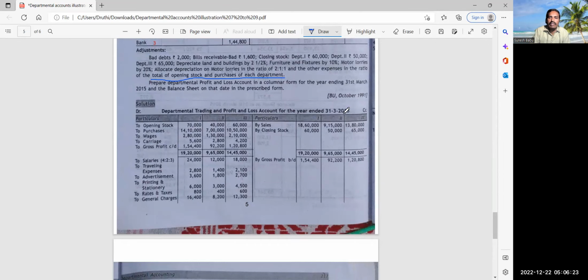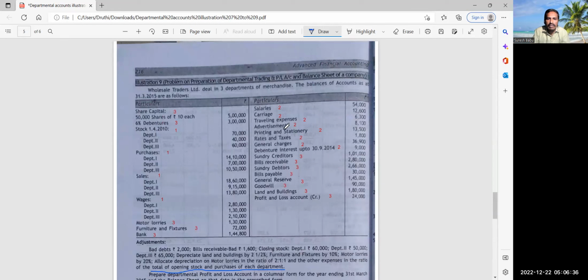Now say departmental trading and profit and loss account. There was one item, interest on debentures, correct? See here, what is the date? 31st/3/2015. So interest on debentures is given. Till what date is it paid? Interest on debentures paid only till 30th/9/2014. That means till September you have paid.